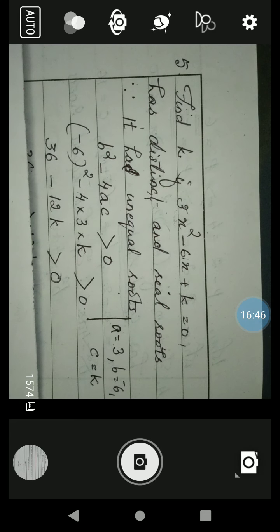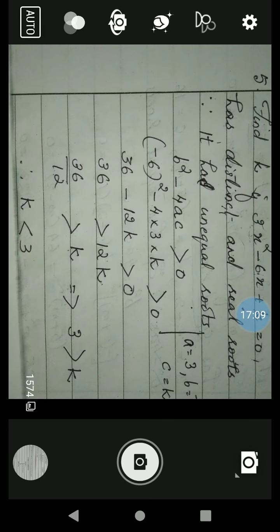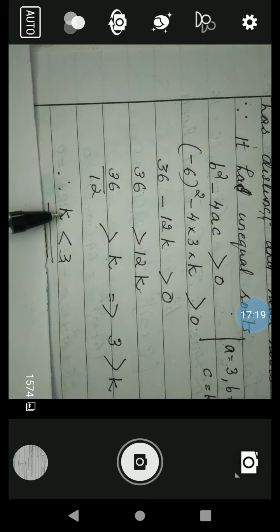Now we can solve it. 36 minus 12k is greater than 0. You can transpose this minus 12k to the other side. You will get 36 is greater than 12k. Now transpose 12 to the left side. That is 36 by 12, that is 3. 3 is greater than k. Therefore, the value of k is less than 3. We will not get a correct value for k. The answer is k is less than 3.